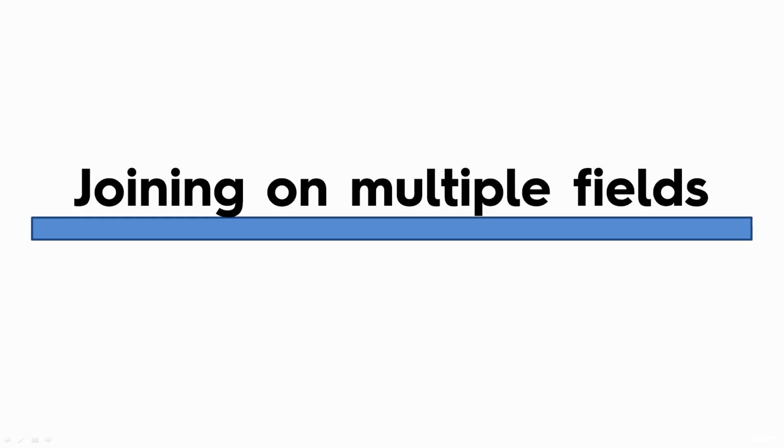To start off with this tutorial, I will show you an example of when it is necessary to join on multiple fields, and I will show you what happens when you accidentally forget about joining on multiple fields. And finally, we will look at how we can rectify the situation and actually join on several fields to get the right result. So let's get straight into it.